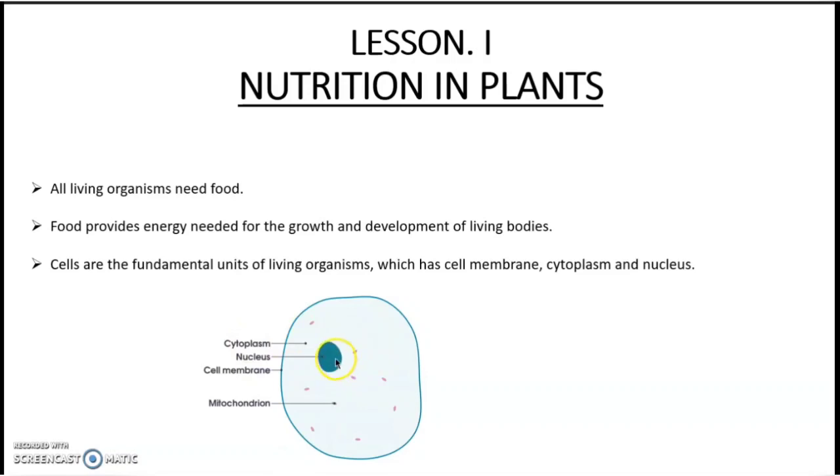Inner to that, there is a spherical structure. In most of the cells, it is centrally located, and it is called the nucleus. This is the structure of a typical cell. Each cell has three main parts, which are cell membrane, cytoplasm, and nucleus.